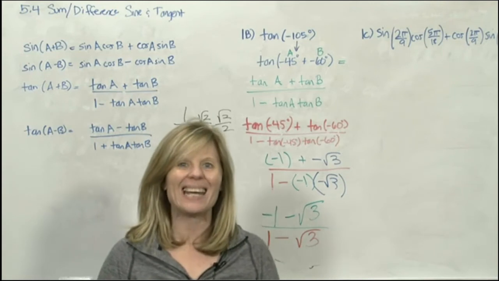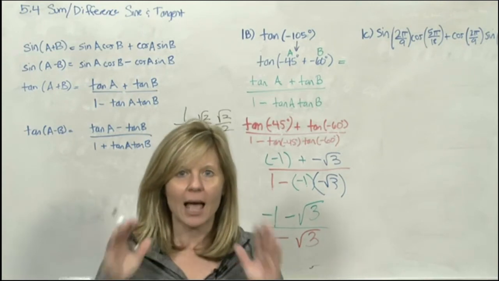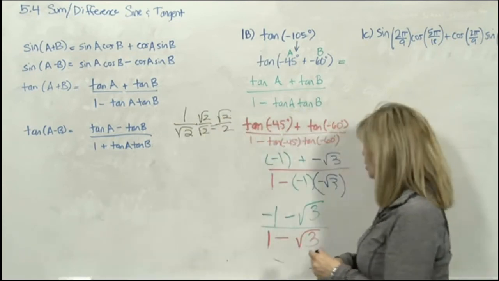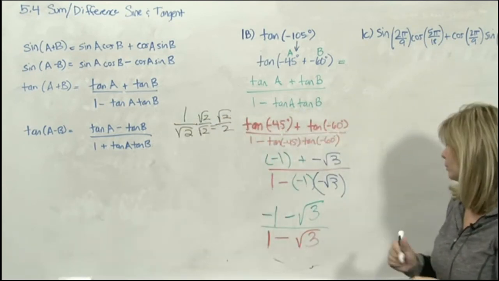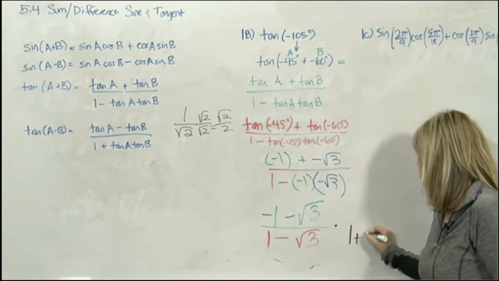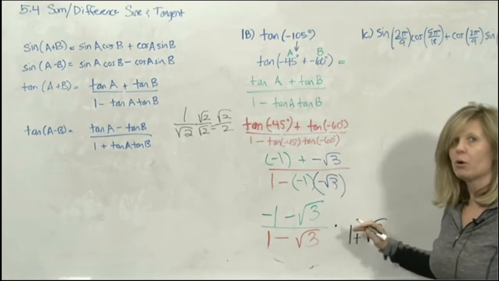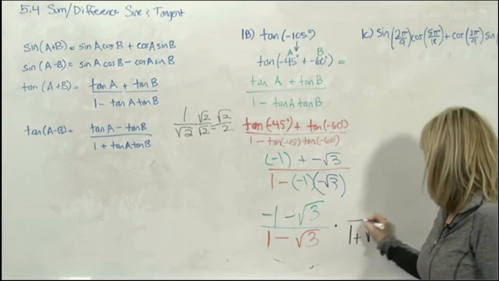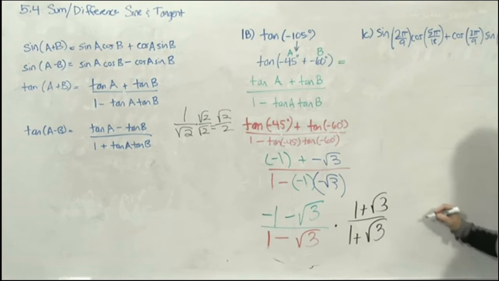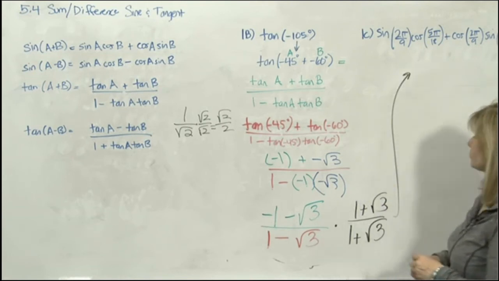You multiply by its conjugate. In algebra, the word conjugate means to change the middle symbol. So the conjugate of 1 minus square root of 3 is 1 plus square root of 3. And if you multiply the denominator of the fraction by the conjugate, you have to multiply the numerator of the fraction by the conjugate. Now we're going to do that up here.